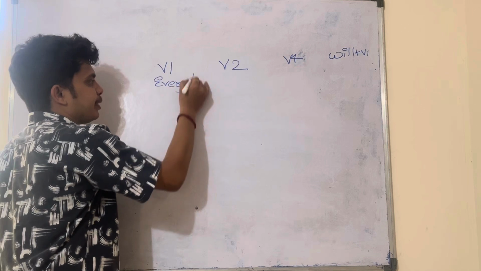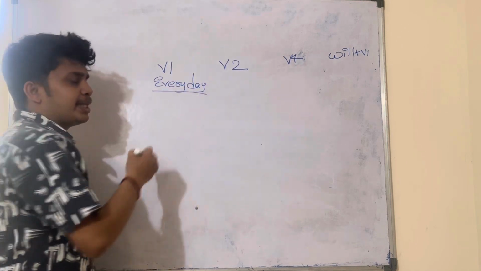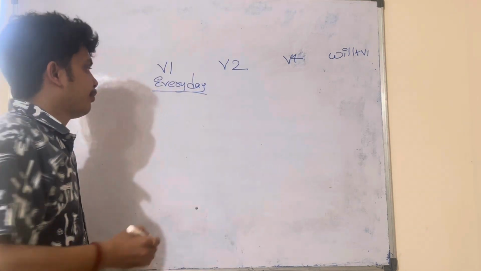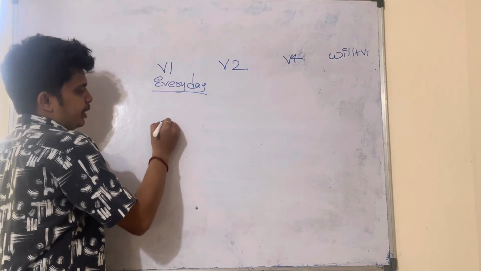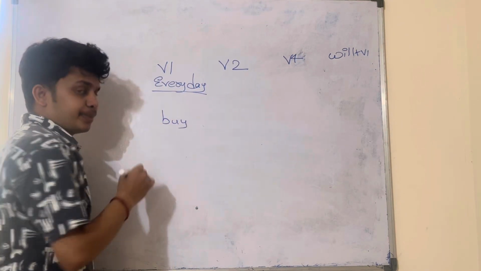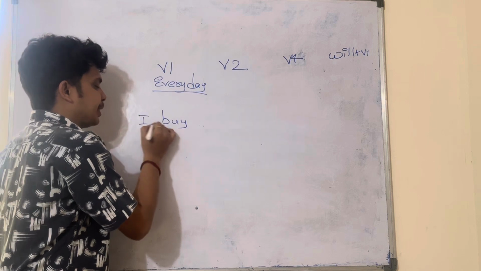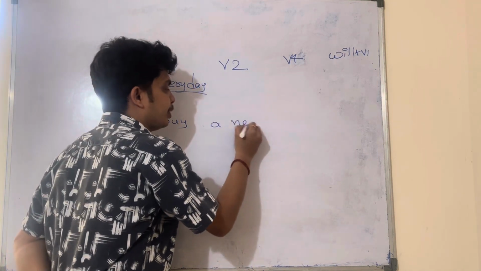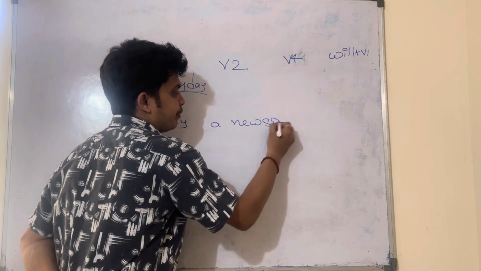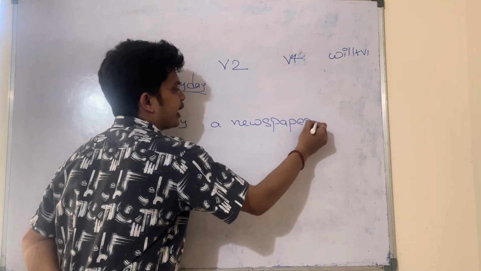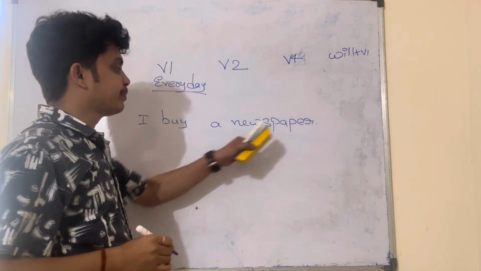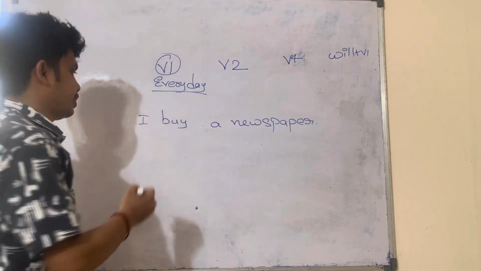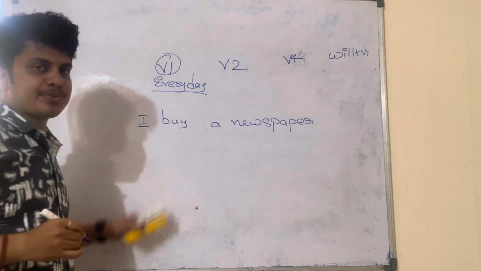Every day. V1 tells about every day or something that happens at a regular interval. For example, if you have the habit of buying something, you can say I buy a newspaper every day. Let me write for you. I buy a newspaper every day. Even if you don't write every day, by default it becomes every day. Why? Because you are telling about everyday's action. This is one sentence.